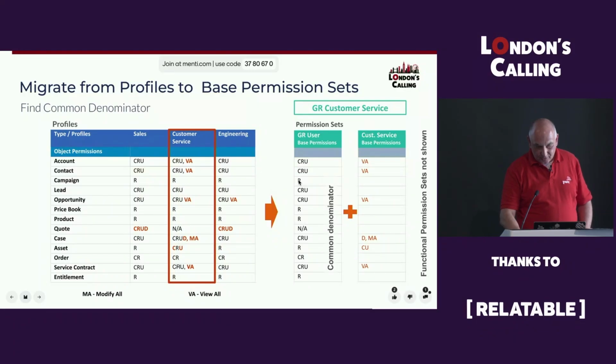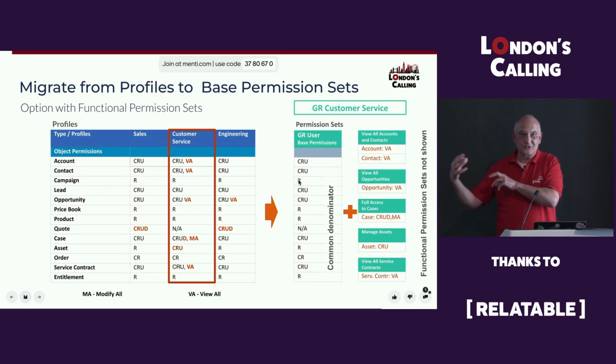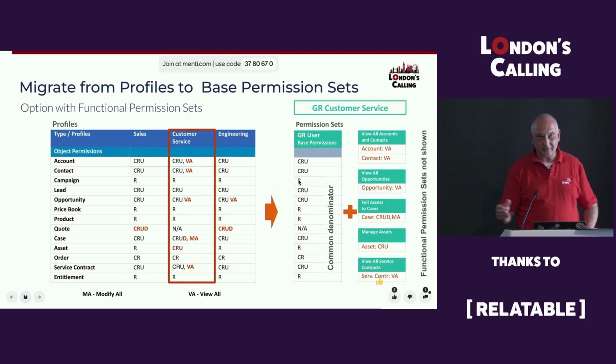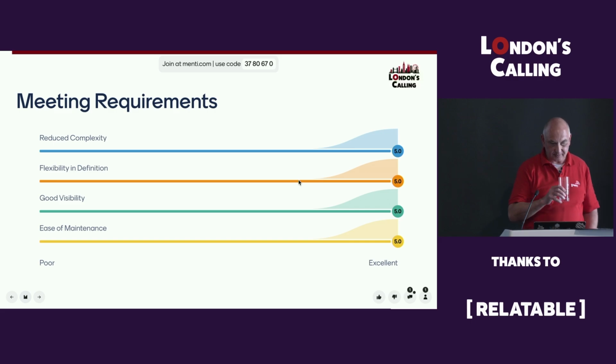At some point, you can migrate your customer service-based permissions. You can just migrate those to those functional-based permission sets. Yeah? So just do one at a time. You don't do everything. And again, everything that's in your base permissions, don't touch it. Everybody use it. Let's keep it there. So again, question: how do you find this approach with this meeting requirement, reducing complexity, flexibility, visibility, and the maintainability?